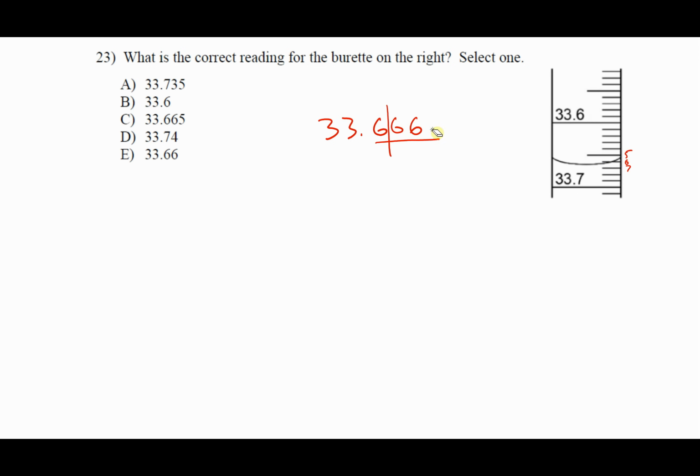It has to begin with 33.6, and it has to have decimal places. So 33.7 is right out. And then there's only one with three decimal places. So it is going to be C.